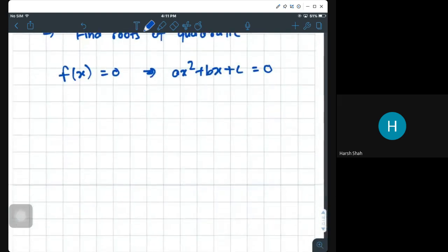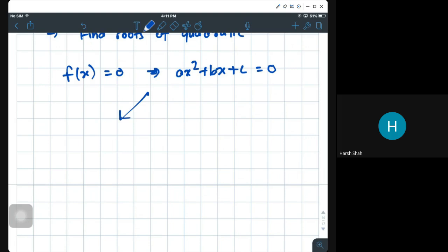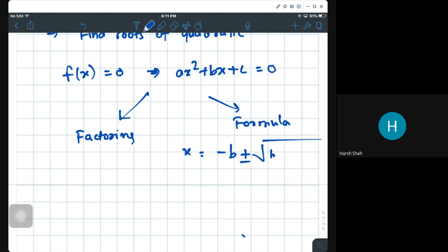Right? We have two ways. First is factoring, second is formula. I'll write the formula directly. x is equal to minus b plus minus root of b square minus 4ac by 2a. This will give you two values. Both are your x. Right?